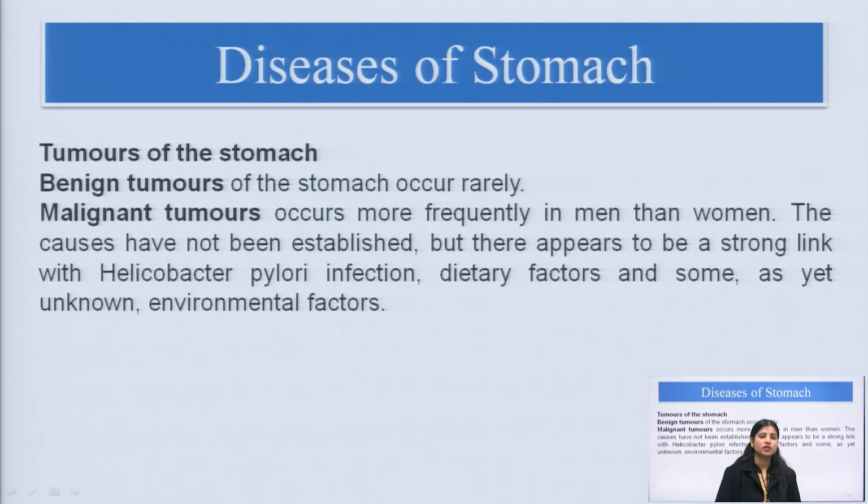Now coming to the tumors of the stomach. In a similar way as we covered the esophagus, there are two types of tumors here, one benign and another malignant. A benign tumor is located in a particular part, whereas malignant tumors are spreadable. They are more common in men than women, the reason is the same as I told you.